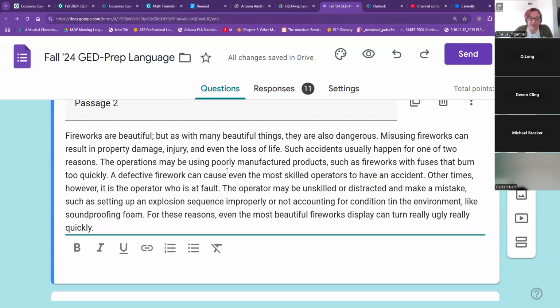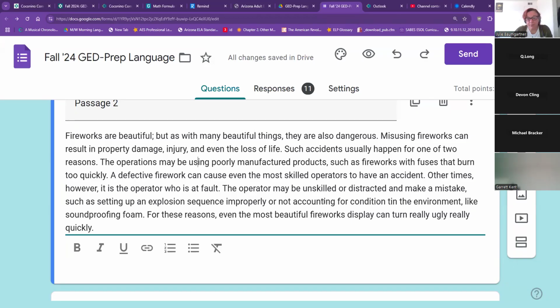So the operators may be using poorly manufactured products, such as fireworks with fuses that burn too quickly. I would think too the age of the gunpowder, or the quality of it, can also be an effect. A defective firework can cause even the most skilled operators to have an accident. Absolutely, right? Other times, however, it is the operator who is at fault.